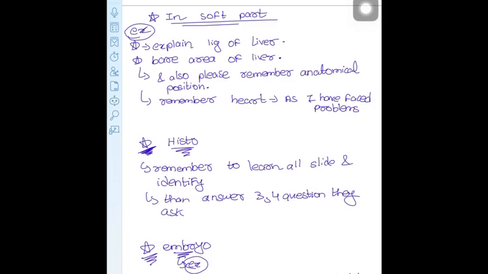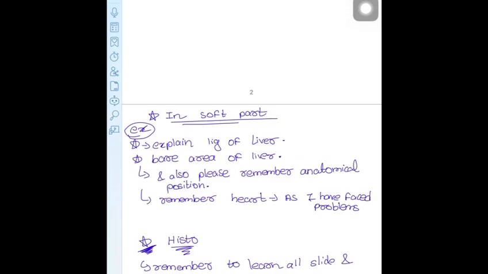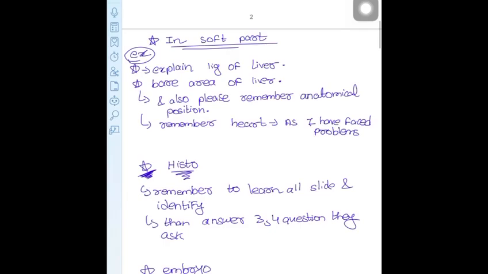You have to explain all the five bare areas of the liver, such as porta hepatis, IVC, then triangular area, etc. Also, please remember the anatomical position of different organs, as if this is wrong, then your whole marks will be deducted, as the examiner will know that you don't know even basic stuff. Then remember heart, as it is very much asked. I have faced great problems in that.